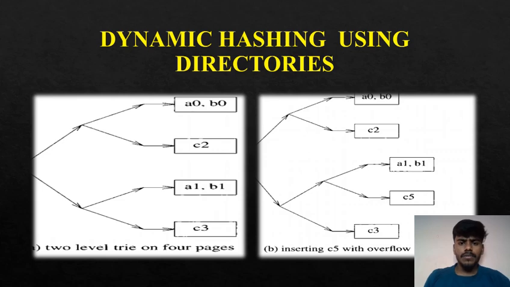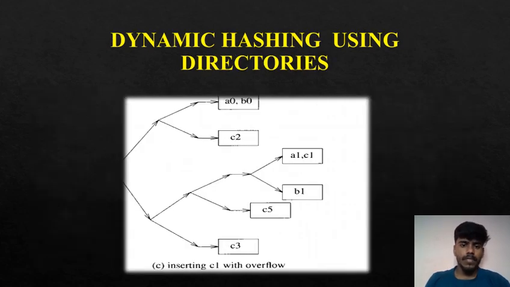Dynamic hashing using directories. You can see the example for dynamic hashing. First one is a 2-level trie on 4 pages. Second one is inserting C5 with overflow. And another example is inserting C1 with overflow. You can see the hashing directories here.